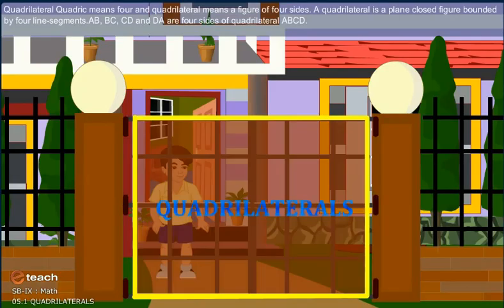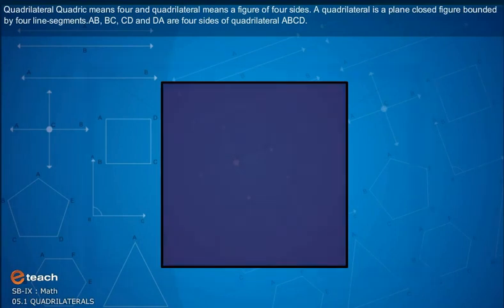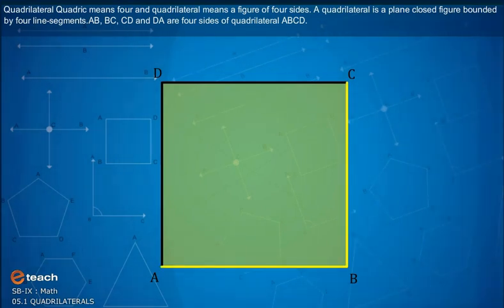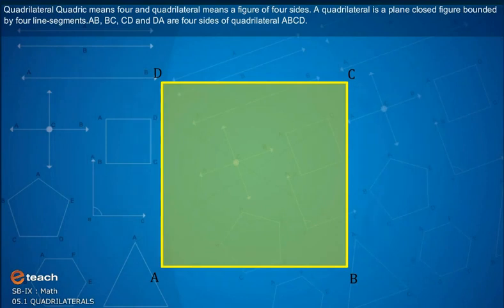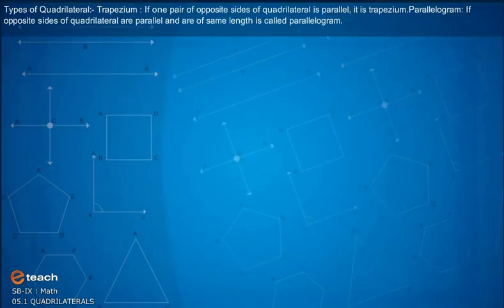Quadrilateral. Quadric means 4 and quadrilateral means a figure of 4 sides. A quadrilateral is a plane closed figure bounded by 4 line segments. AB, BC, CD and DA are the 4 sides of quadrilateral ABCD.